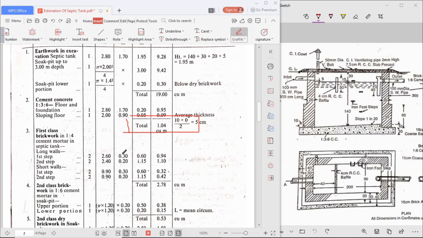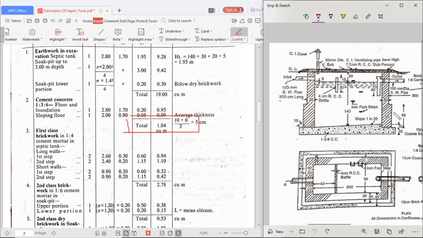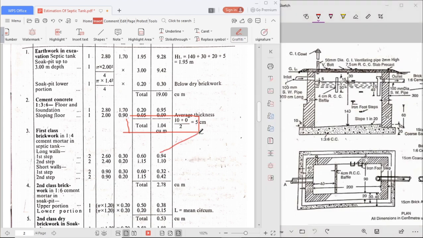Then what do we want? Breadth. The breadth is 0.30. Then the height, what they have given is 60, so 0.6. When we multiply all, we will get 0.94.